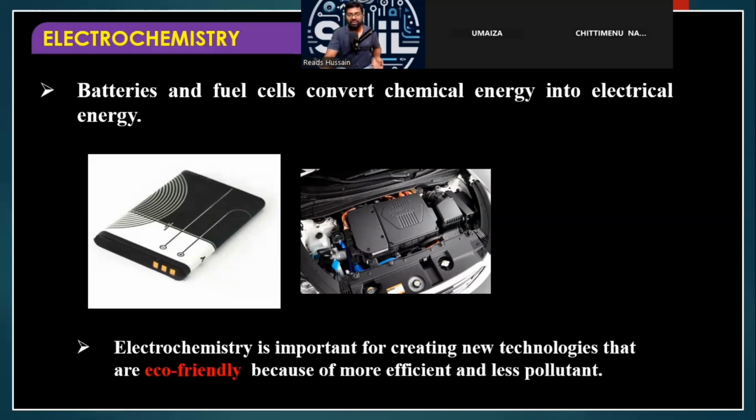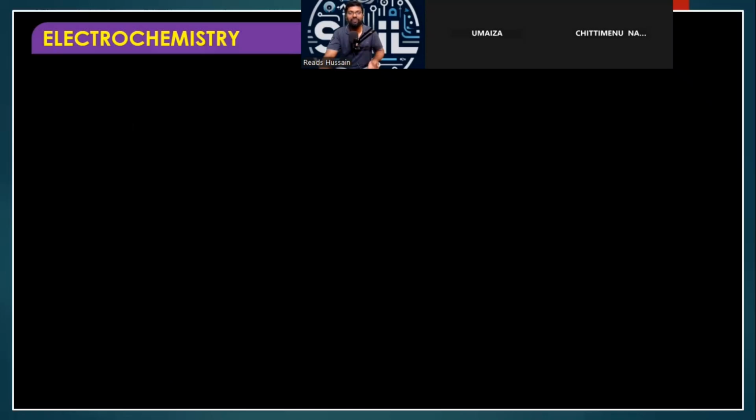Electrochemistry is important for creating new technologies that are eco-friendly. Nowadays you can see electric vehicles, EVs: electric motorcycles, electric cars, and even electric buses in the cities. These are all eco-friendly because they produce very little pollution in comparison with petrochemicals. All of this happens due to the advancements of electrochemistry.